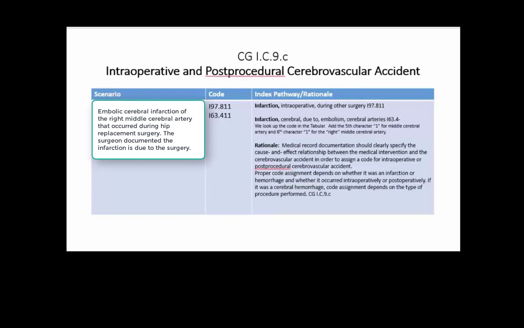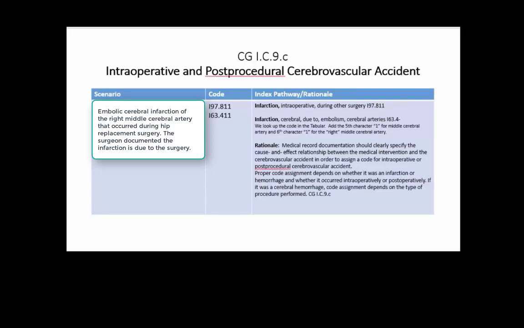Then we code the cerebral infarct due to the embolism of the cerebral arteries. And in the tabular, the fifth character 1 is assigned for the middle cerebral artery, and the sixth character 1 signifying it is the right middle cerebral artery. Again, if you follow your instructional notes in the tabular, it will often help you find the right code.